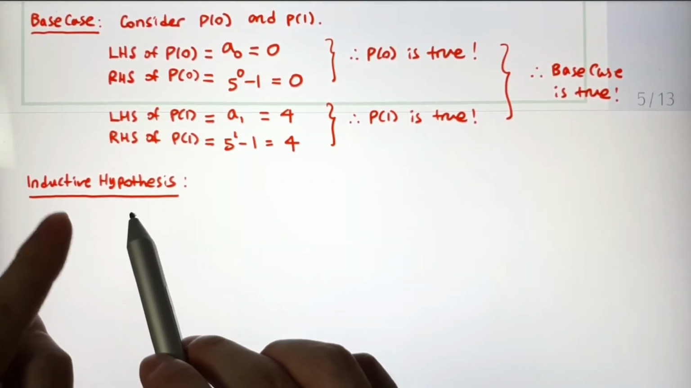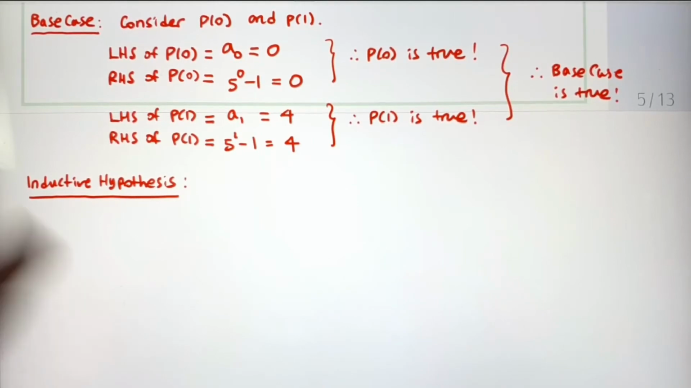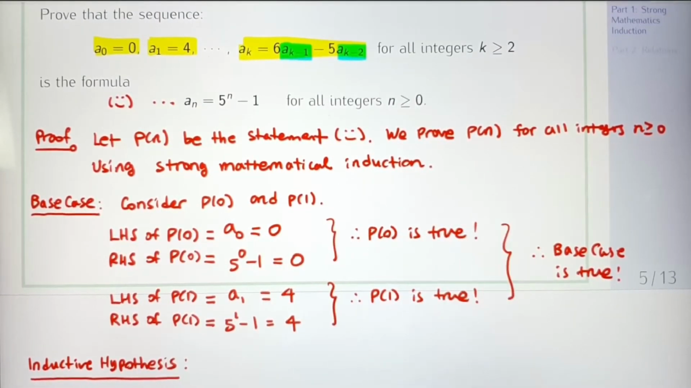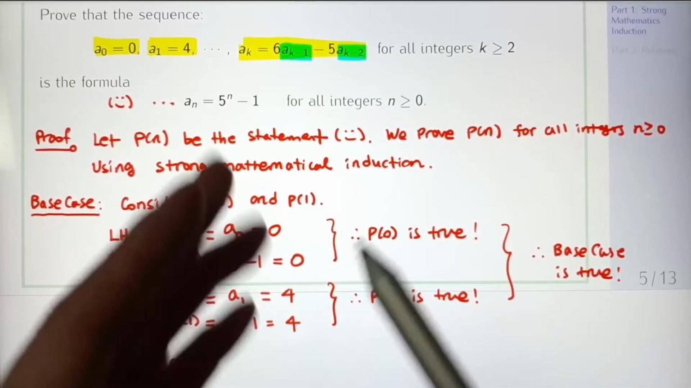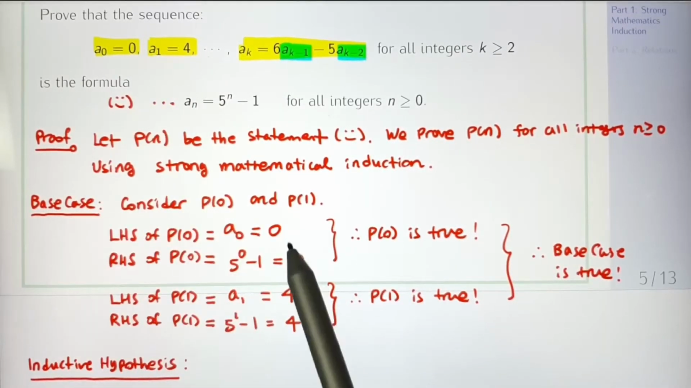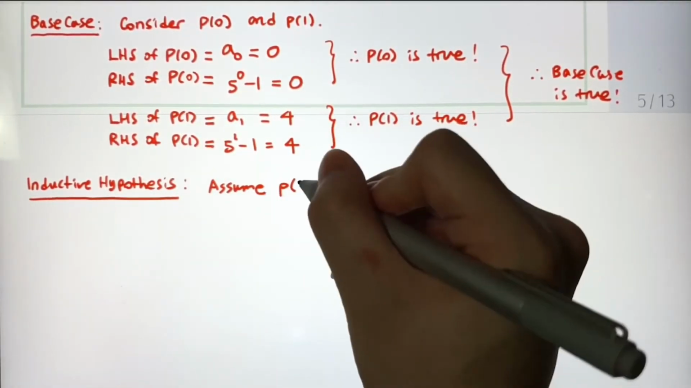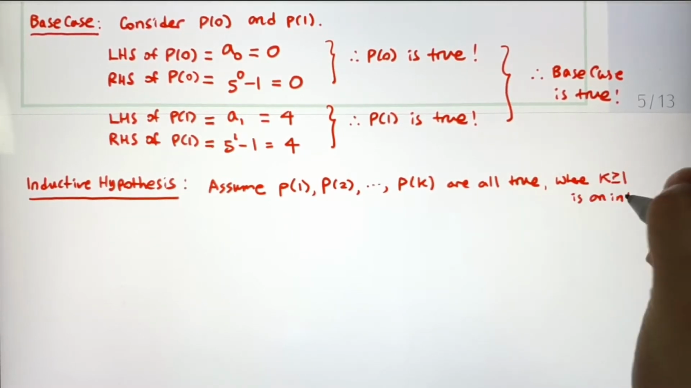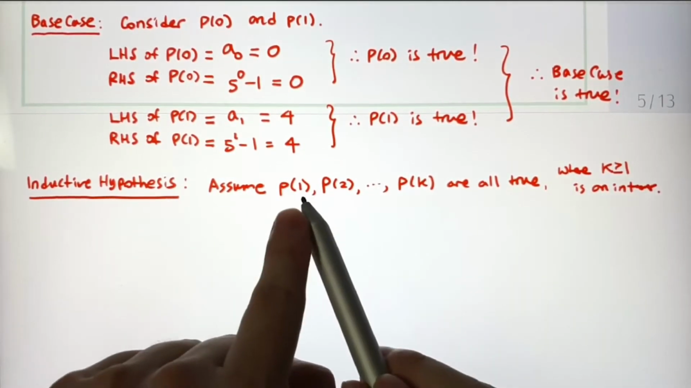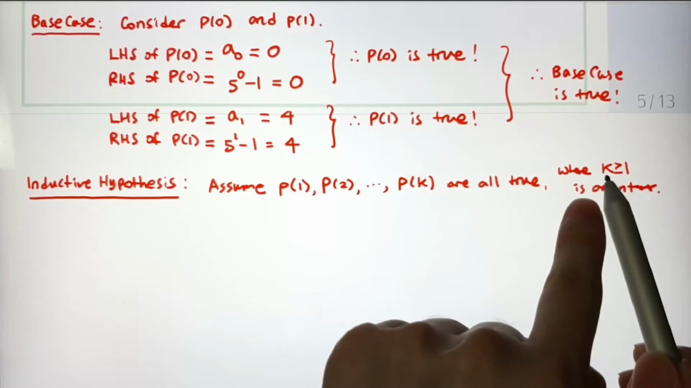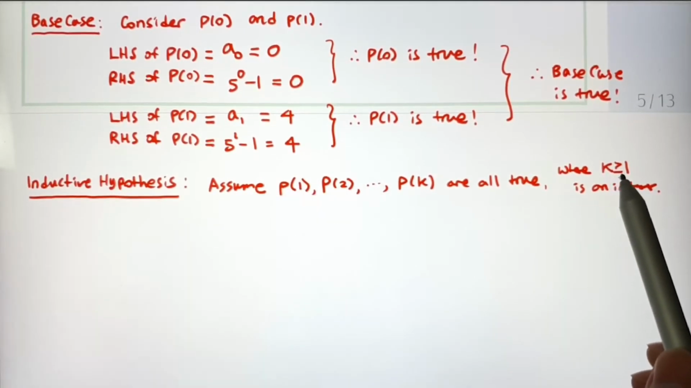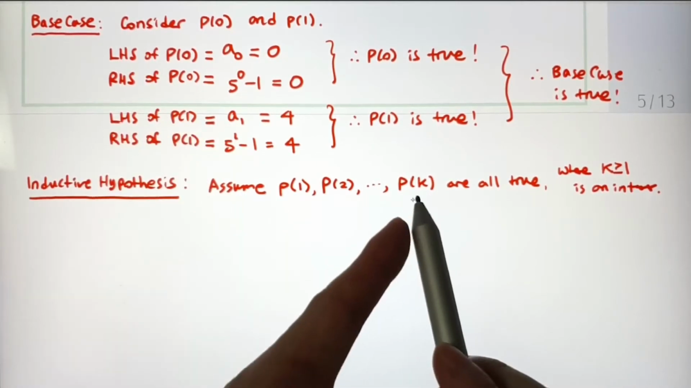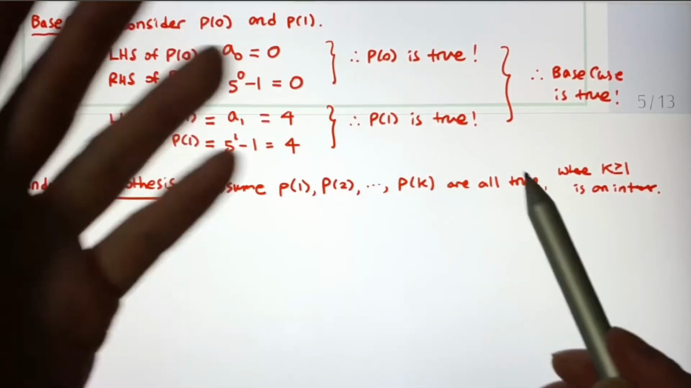The inductive hypothesis in strong induction: we have to assume P of 1, P of 2, up to P of k are all true for some k greater than or equal to 1. Assume these statements are all true, where k is some arbitrarily chosen integer greater than or equal to 1. Here's what we want to do. We want to show P of k plus 1 is also true, just like in ordinary induction.